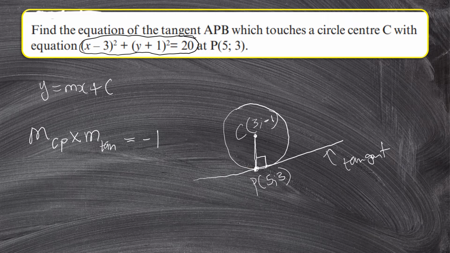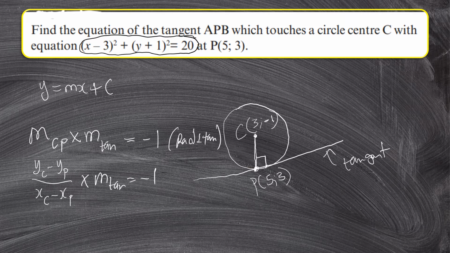We know that if two lines are perpendicular, then the product of their gradients must be equal to what? -1. In other words, to solve for the gradient of a tangent, we're going to use this property because we know that the radius is always perpendicular to the tangent. That's our reason for saying that when we multiply the gradients it is -1. We calculate the gradient of line CP: y at C minus y at P over x at C minus x at P, multiplied by the gradient of the tangent, equals -1.